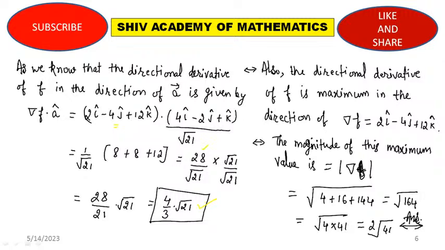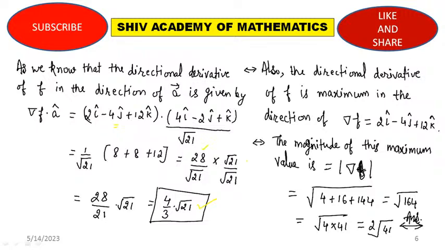You can keep the answer 28 by root 21 or 4 by 3 into root 21. So this is the way to find the directional derivative of a function f in the direction of a vector. You have to compute the gradient of that function and the unit vector for the given vector.